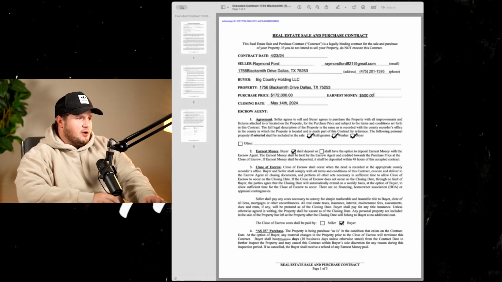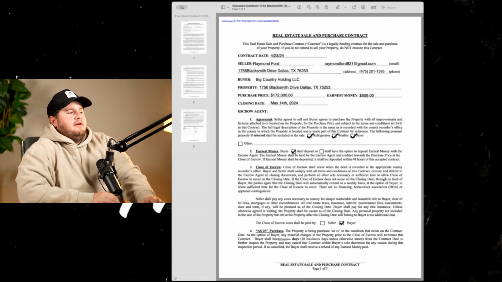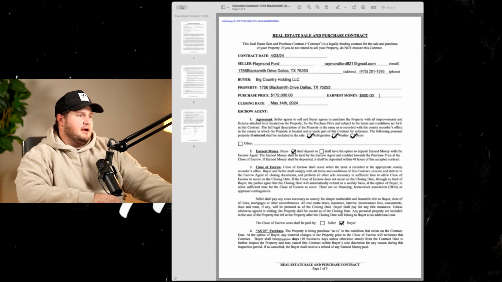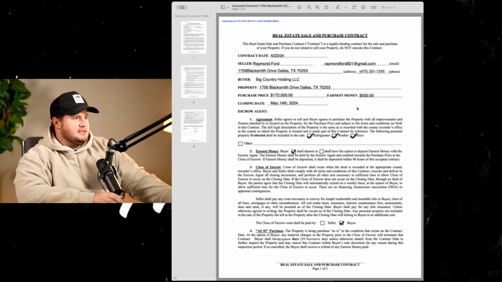A few things. You want to keep your earnest money as low as possible. This is a fake number. The seller will never ever see this, but it's important because you do have to pay your earnest money. Don't put $1,000. Don't put $2,000. Don't put $3,000. Pretty standard for us is about $500 for earnest money.